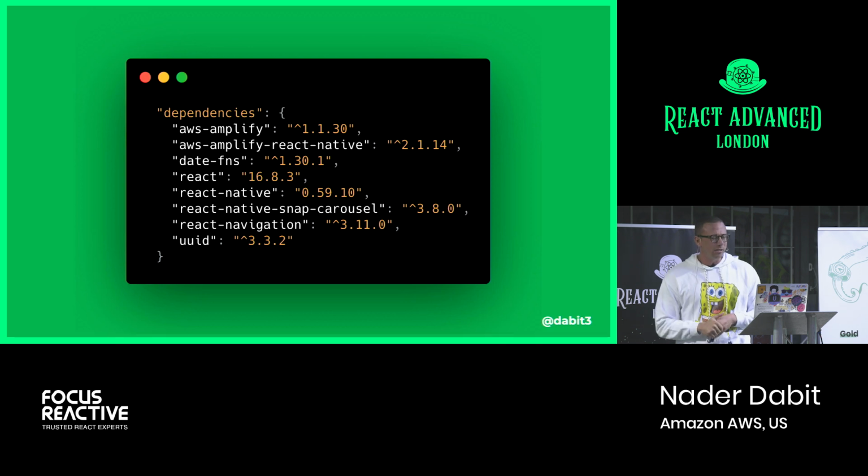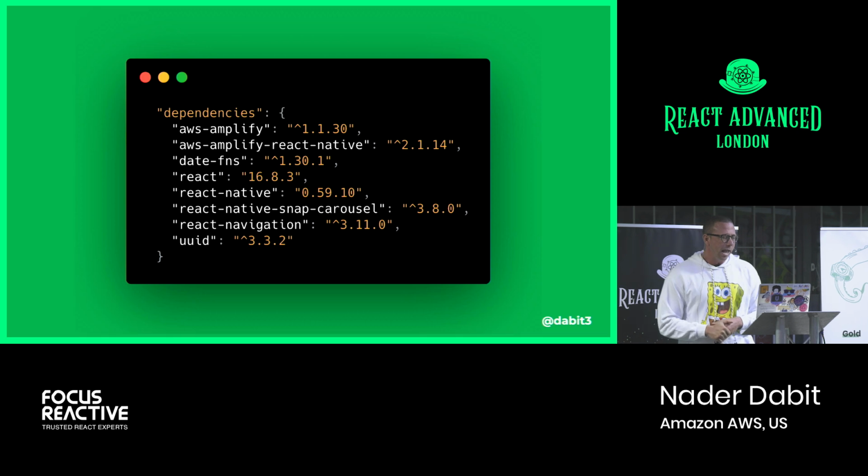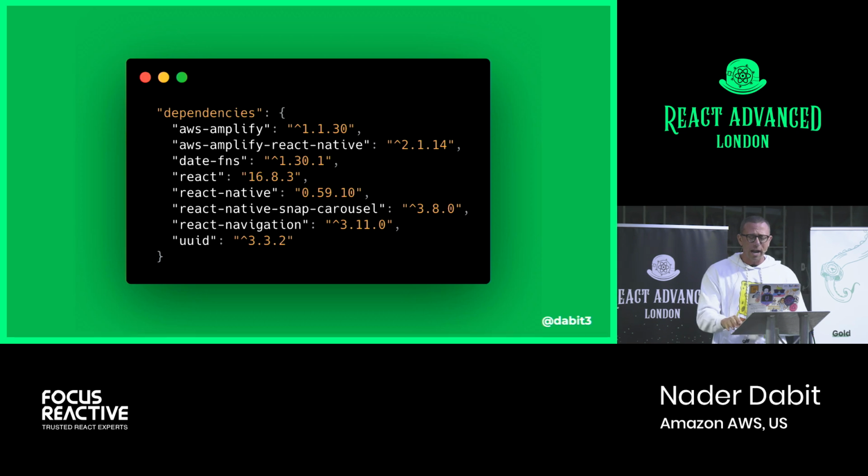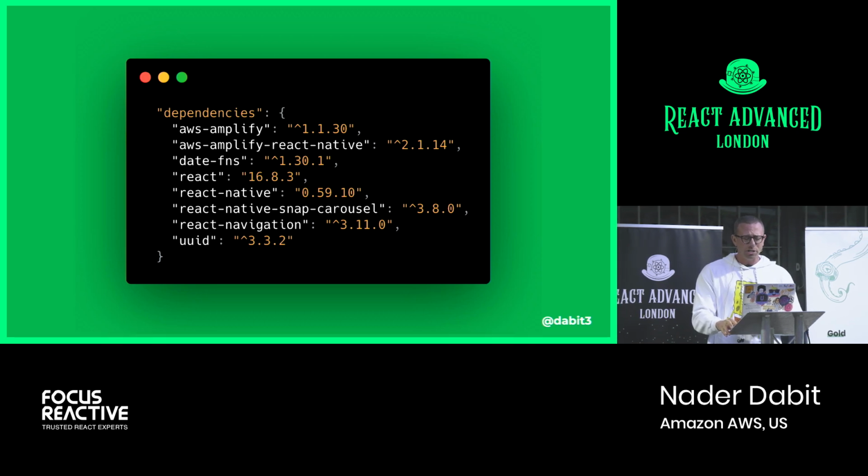This is what the dependencies look like for the end app. It wasn't a lot of dependencies. We had date functions, we had snap carousel and React navigation. Everything else was pretty much just React Native and Amplify specific.